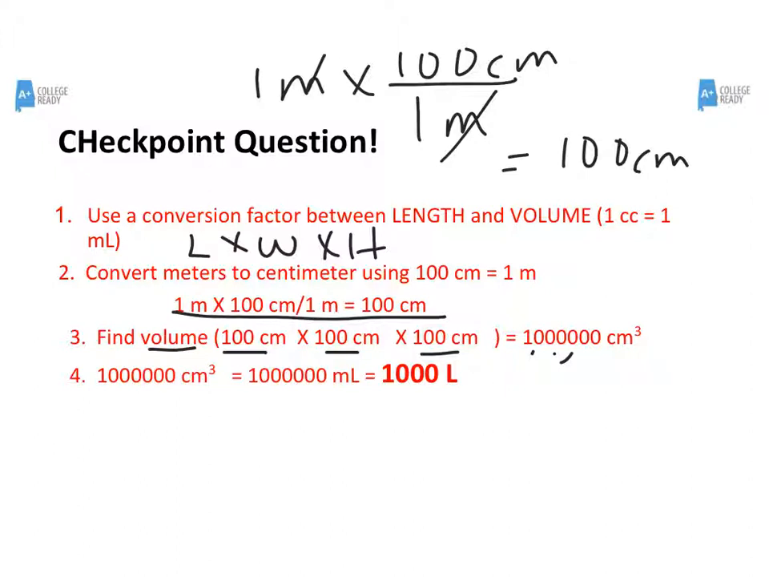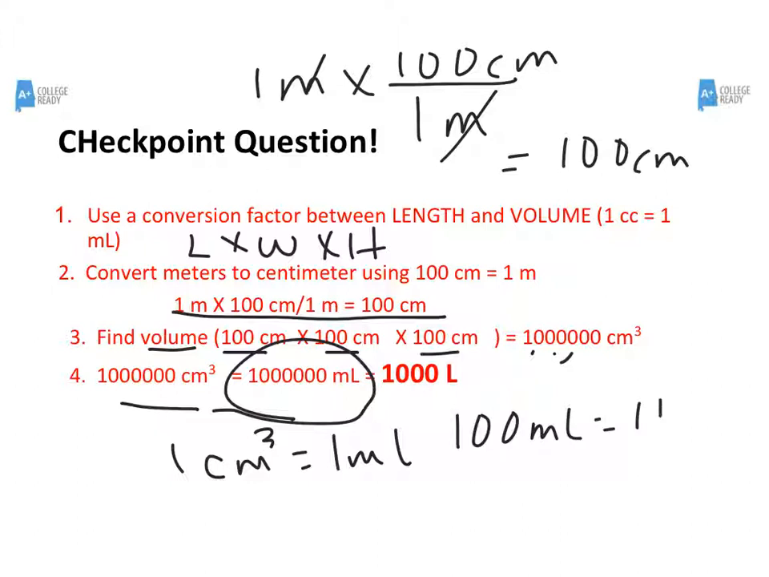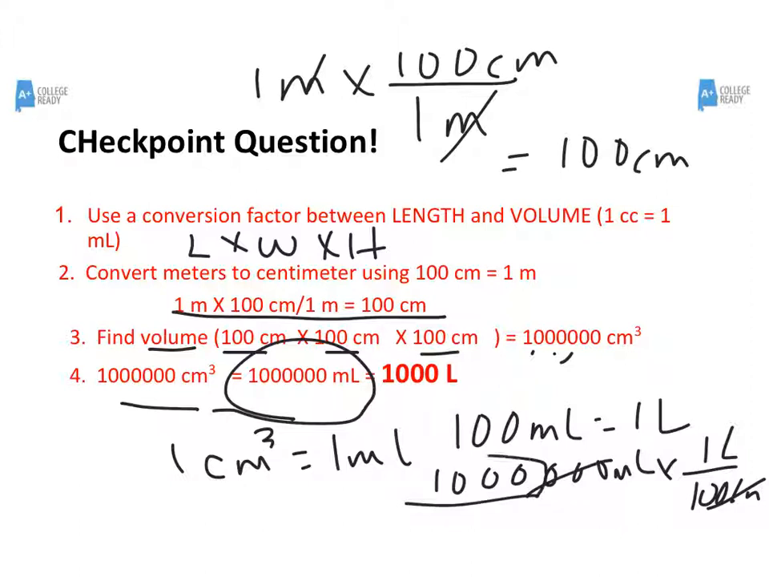1,000,000 centimeters cubed. So 1,000,000 centimeters cubed is equal to the same volume in milliliters, because 1 cubic centimeter is equal to 1 milliliter. And we know that 1,000 mLs is equal to 1 liter. So we're going to take those 1,000,000 milliliters, 2, 3, 4, 5, 6 mLs, and for every 1,000 mLs I get 1 liter. So those three match and those three cancel out, and it gives us 1,000 liters.